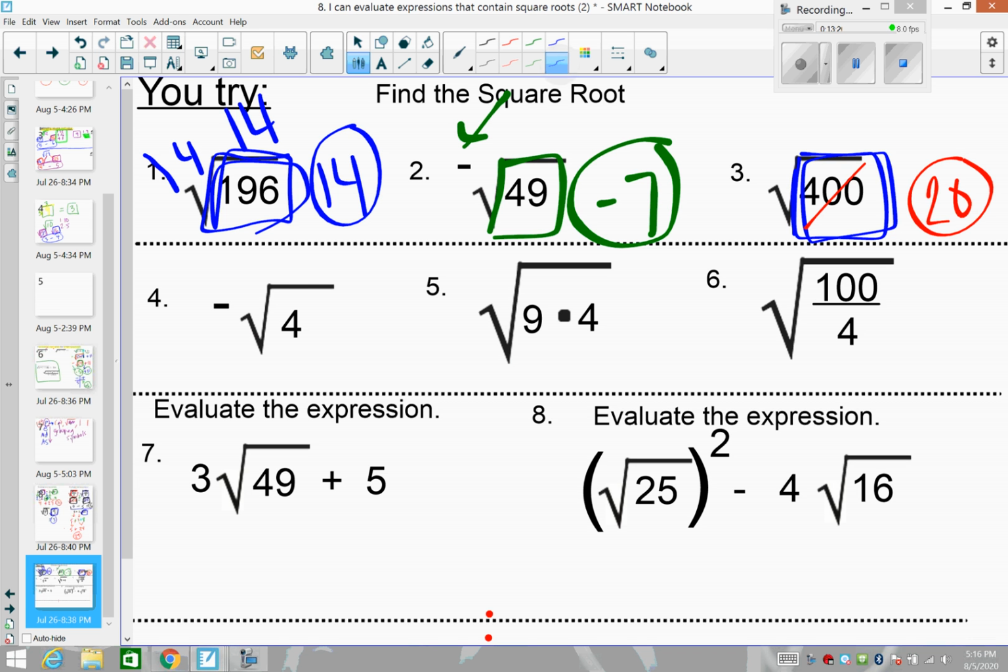Okay, number 4. The square root of 4 is what side multiplied by itself gives us 4. Answer should be 2. That's a nice, easy problem there. And then we take the opposite of that. The opposite of our answer is negative 2.